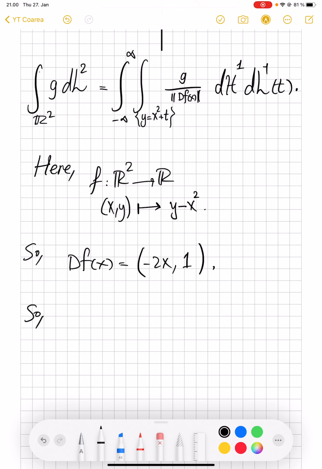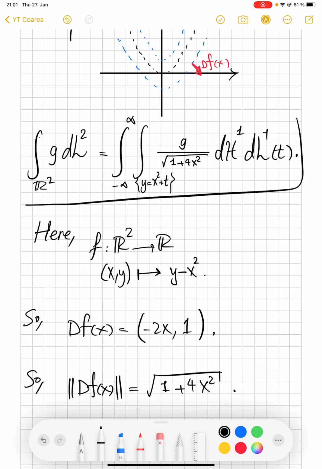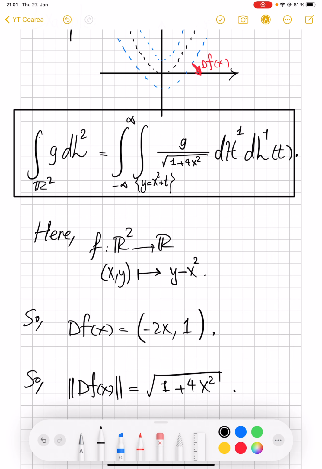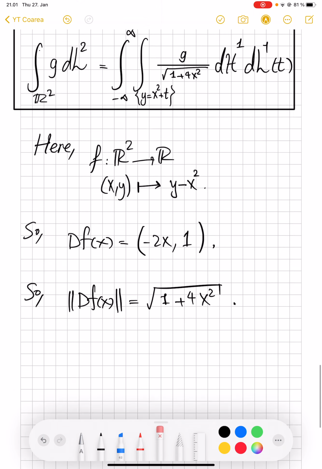So its norm, in fact, this is just a coincidence that it doesn't depend on the y value. There's no other reason than just a coincidence. So this will be g, and this will be the square root of 1 plus 4x squared. So there you go. If ever your life depended on being able to integrate a function by first integrating over parabolas, there is the formula for this.